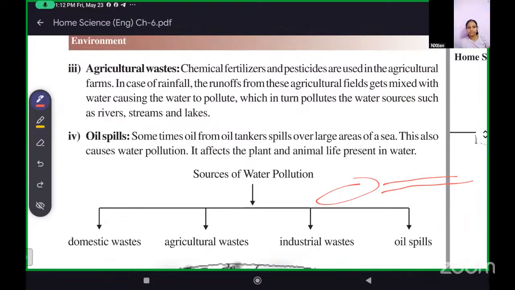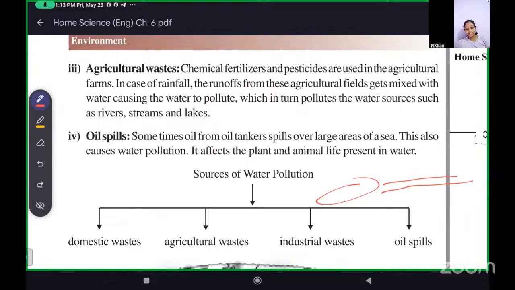Then oil spills. Sometimes oil from tankers spills over large areas of sea. This also causes water pollution. It affects the plant and animal life present in water.